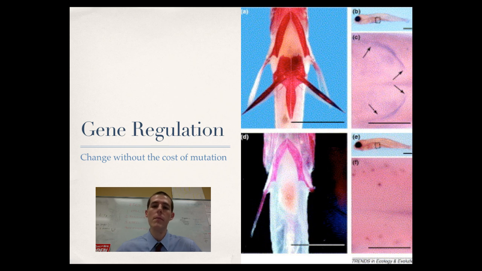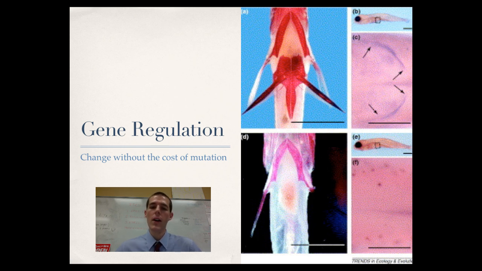So these genes could be methylated, turning them off. They could get extra promoters or enhancers to turn them on more frequently, or they could just be expressed more fully. Example of this is there are many forms of these stickleback fish. Some forms, as you can see up there in A, on their pelvis, they have got very pronounced spines that jut out of their bodies, and obviously this is probably a defense tool.